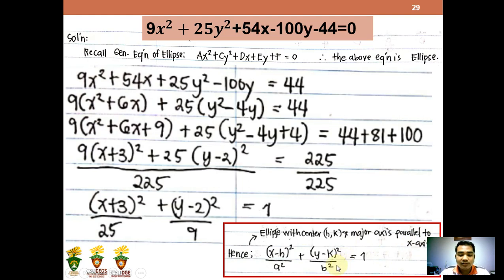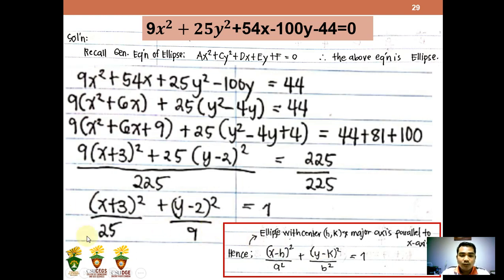So how do we know whether it is parallel to the x-axis or the y-axis? Look at where the bigger value is. For example, x plus 3 squared over 25 and y minus 2 squared over 9. If the bigger value is under the x variable, then it is parallel to the x-axis. On the other hand, if 25 is under the y variable, then its major axis is parallel to the y-axis.